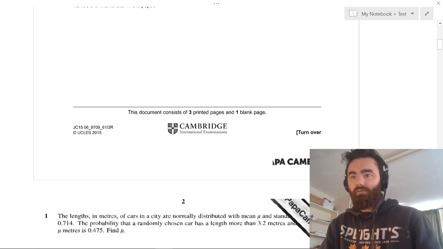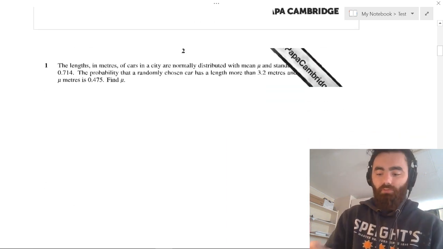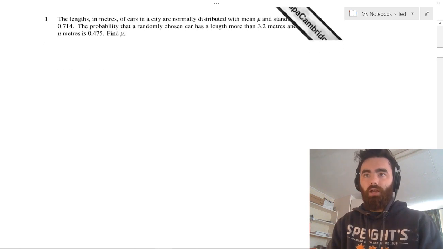I had a quick geez through this paper. Pretty sure I can do most of it. So we should be good. Right, let's crack in.